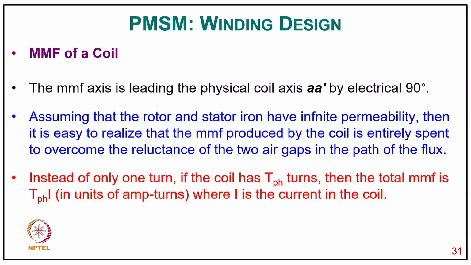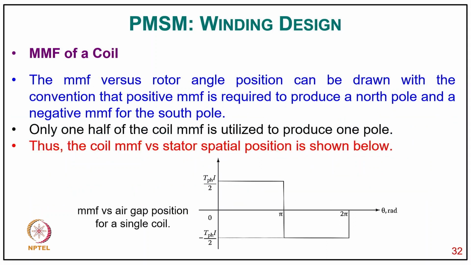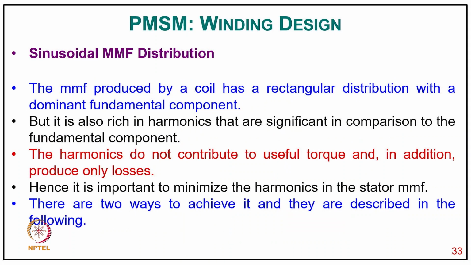So instead of only one turn, if the coil has T_ph turns, then the total MMF is T_ph times I in units of ampere turns, where I is the current in the coil. The MMF versus rotor angle position can be drawn with a convention that positive MMF is required to produce a north pole and negative MMF for the south pole. Only one half of the coil MMF is utilized to produce one pole. Thus the coil MMF versus rotor position is shown here as the MMF diagram, the MMF with the air gap position for a single coil.